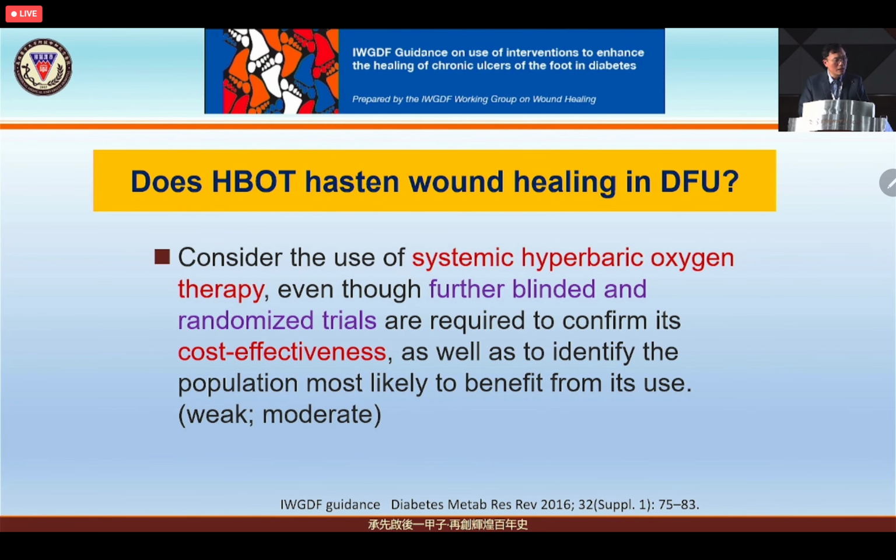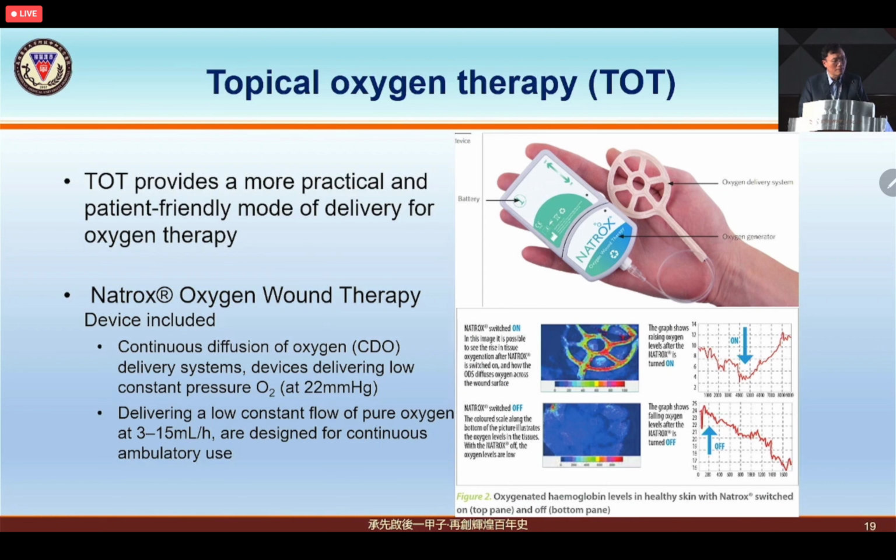So the International Working Group mentions that HBOT enhances wound healing in diabetic foot ulcer. Actually, they still need fully blinded randomized trial studies, and also need to reconfirm the cost-effectiveness, to define the benefit for patients receiving hyperbaric oxygen therapy.